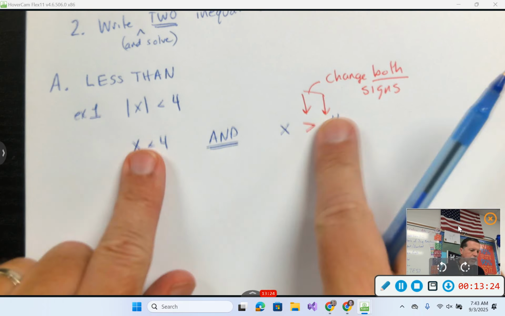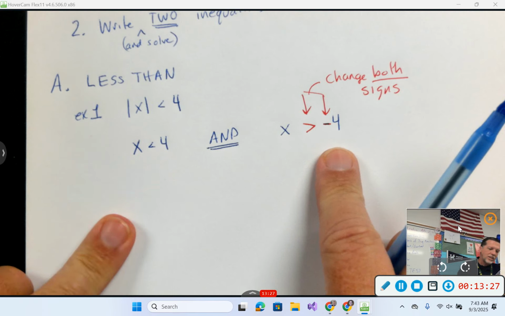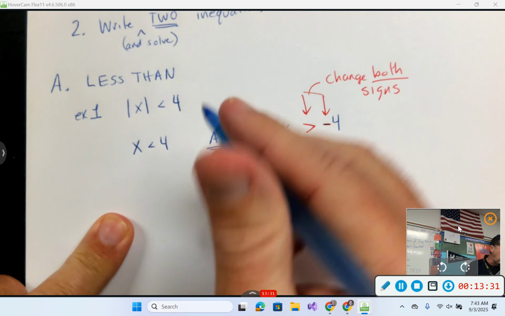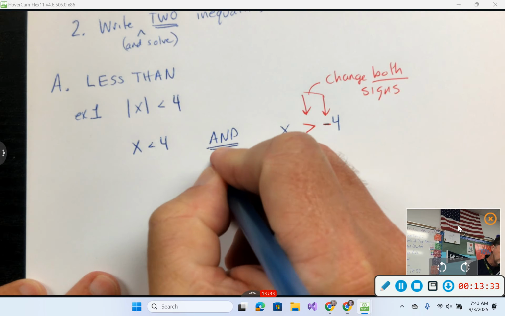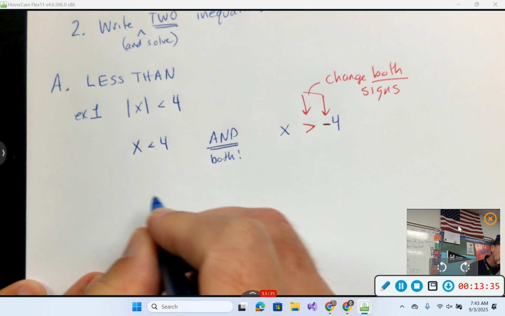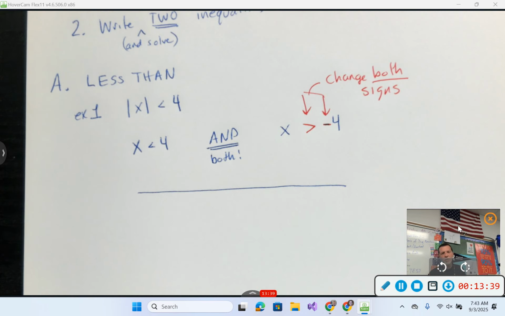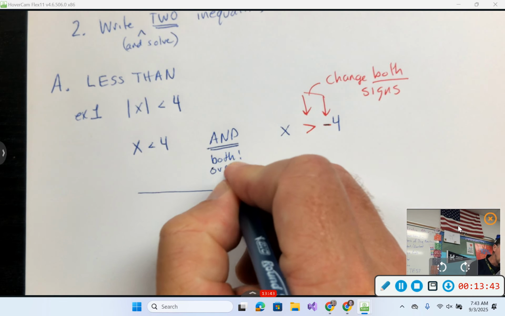Okay, well, those are already solved for us. That's kind of nice. So I want to know where x is less than 4 and x is greater than negative 4, meaning they both have to be true. So let's put them on a number line, and we'll look for the overlap because I want them both to be true.